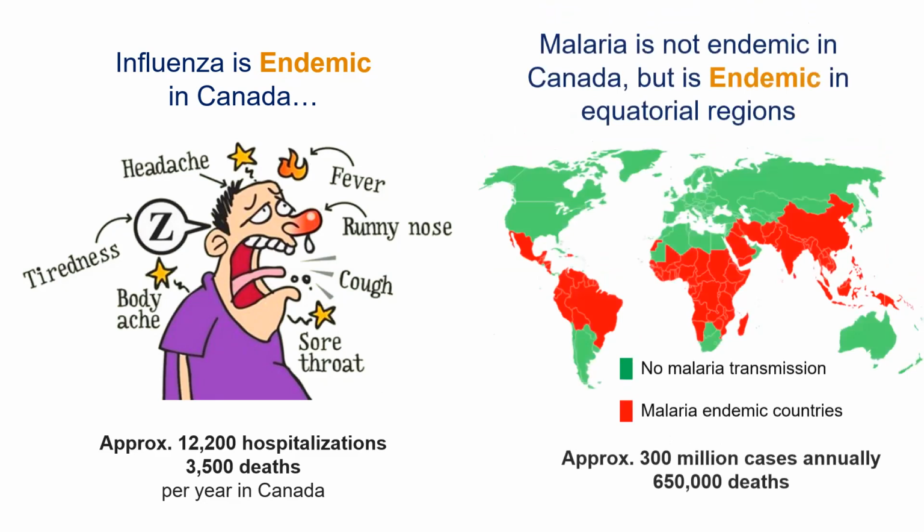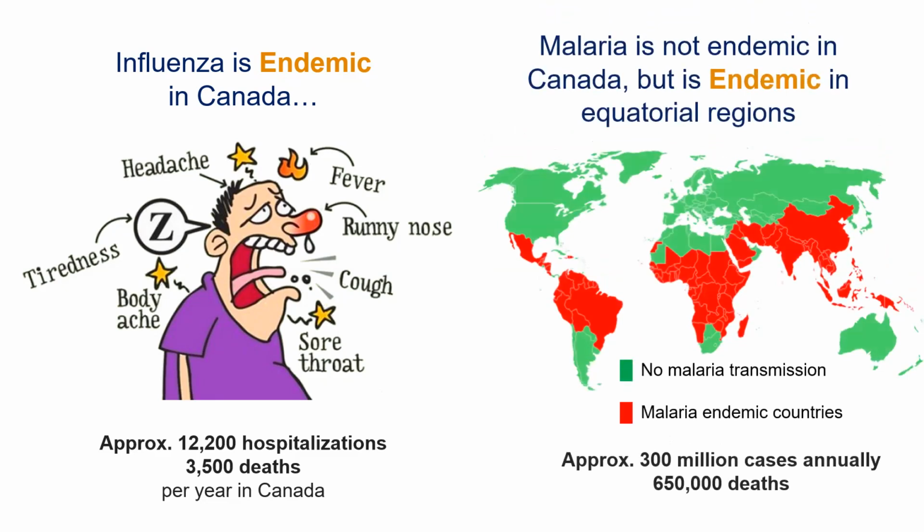Malaria was the other example I gave, not endemic to Canada, but endemic to these places, right? Tropical and subtropical areas of the world. And so, if there was a malaria outbreak in Canada, right? Then we'd use a different word for it. Okay, and that's the next word.